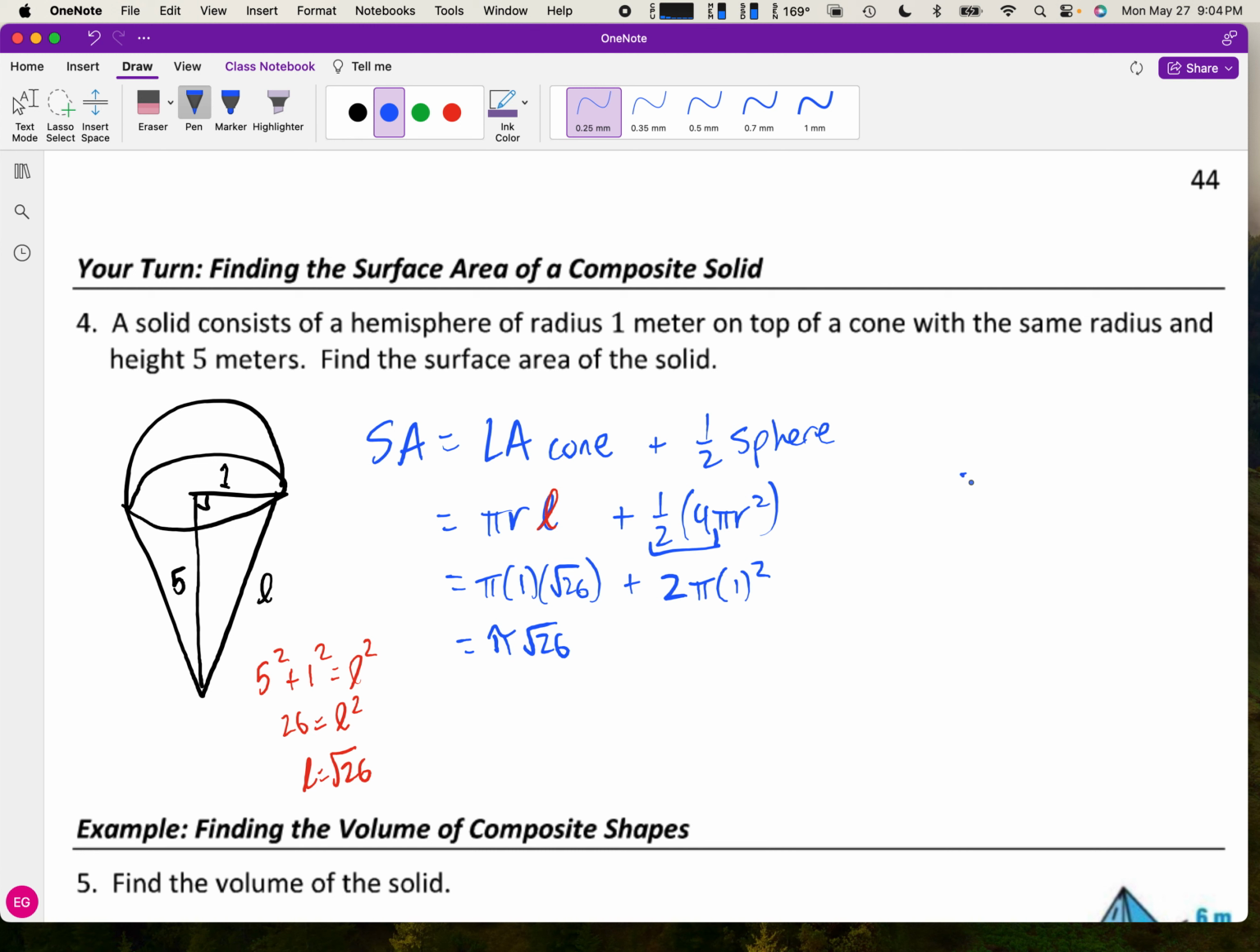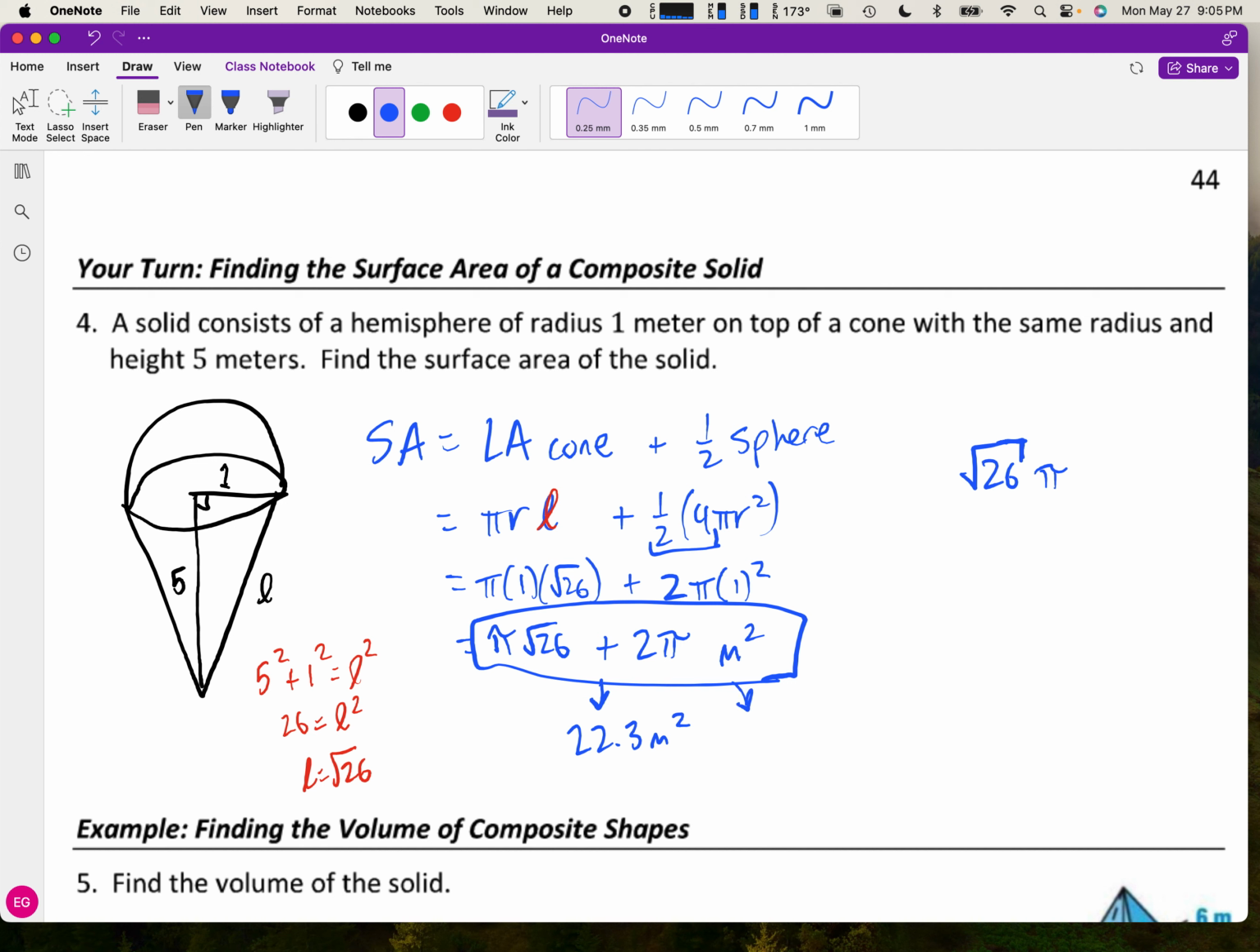You could just as easily write it as the square root of 26 pi, but if you're going to do it this way, then you want to put a little drop down there to say, hey, the 26 ends where the square root is, the pi is not underneath it. And then over here we have 1 squared is 1, and so we would have just 2 pi. And this is a perfectly acceptable answer to leave it written just like this. If you want to put it in your calculator, you could do the square root of 26 times pi plus 2 pi, and you would get 22.3 meters squared.